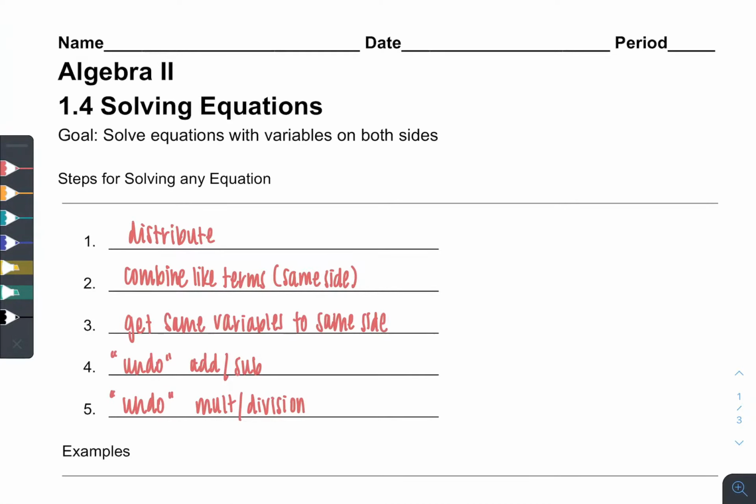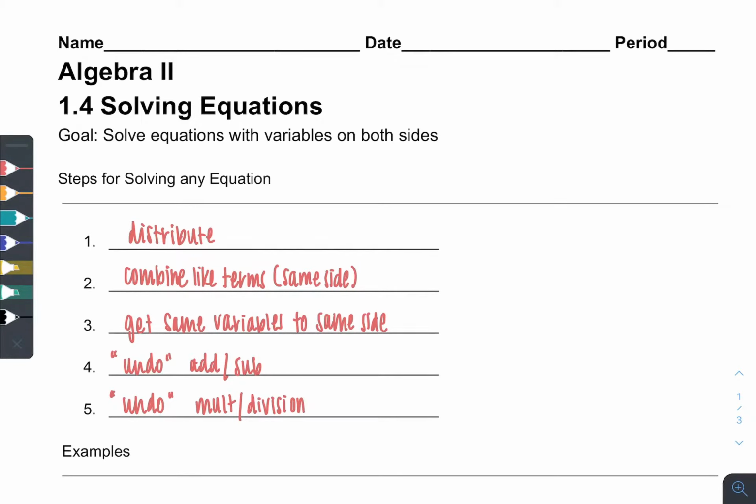Today we're going to be solving equations with variables on both sides. Right here I have the steps written out, so go ahead and copy those down. I'm going to be talking through them.